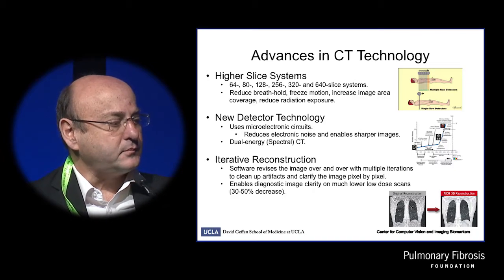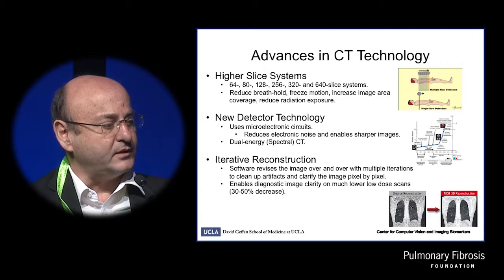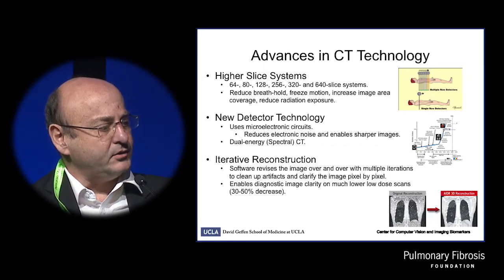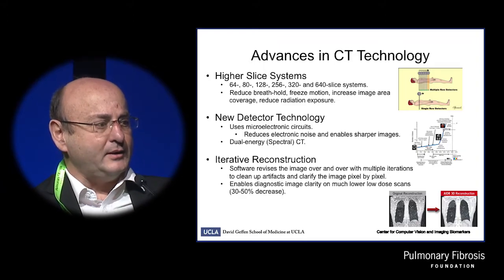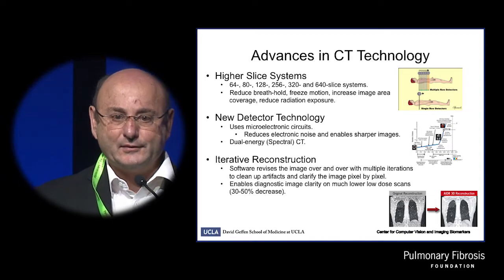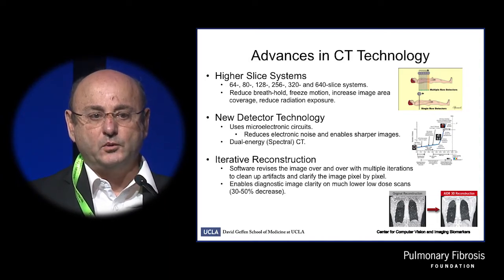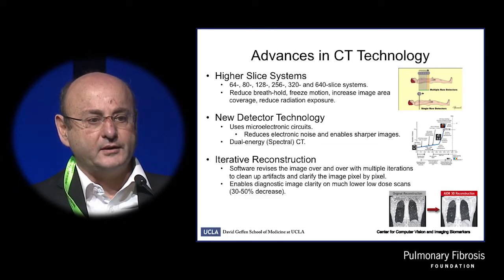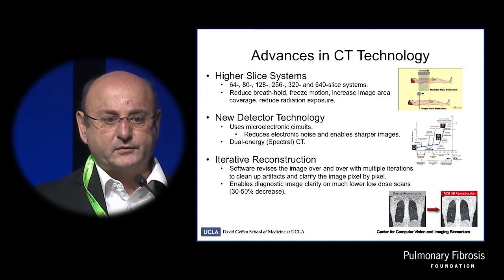Firstly, we have the higher slice systems. We've gone from having spiral scanners that can take one slice to now you can see there 64, 80, 320, 640 slices all at one time. What does this mean? Tremendous speed. We can acquire a lung in now less than 2 or 3 seconds of breath hold. This is phenomenal for a patient who is breathless lying on a table.